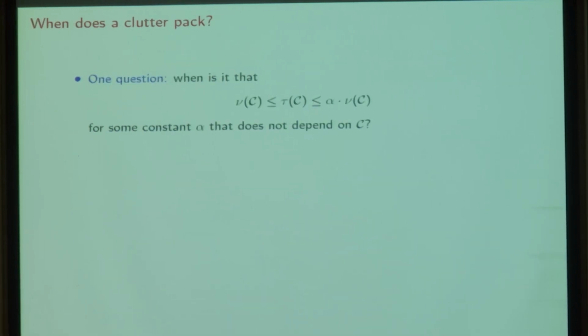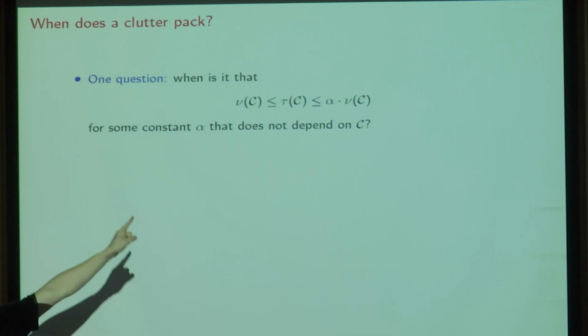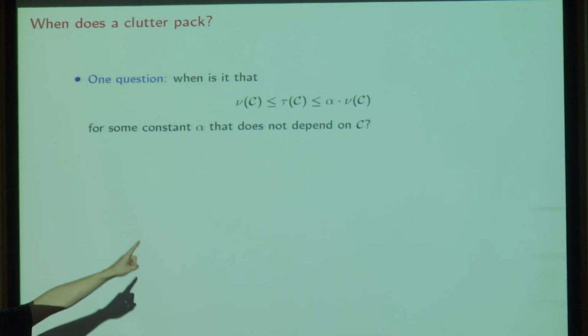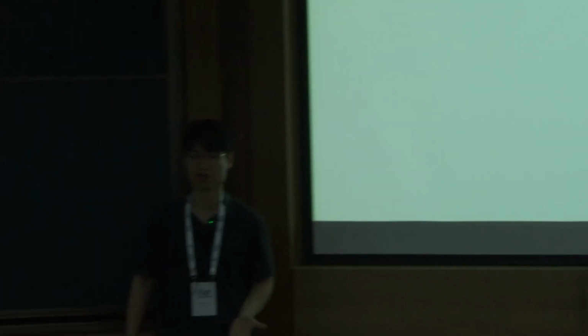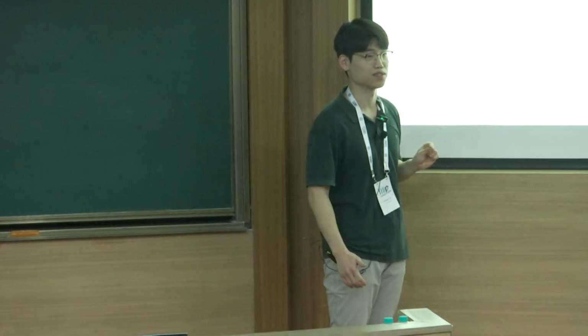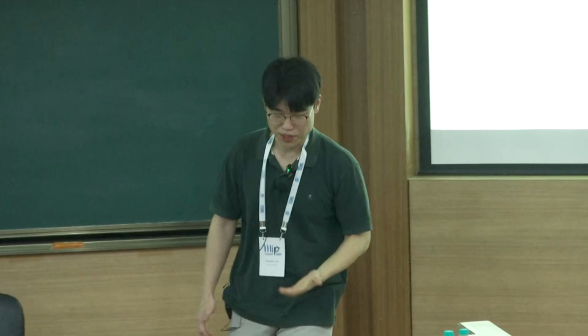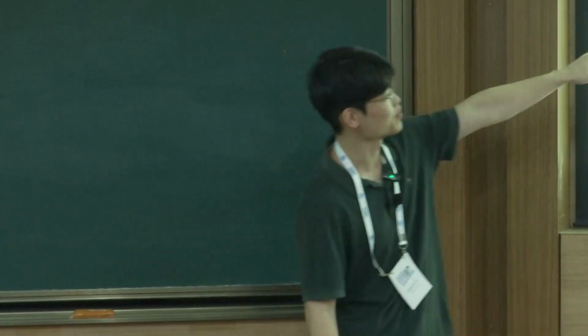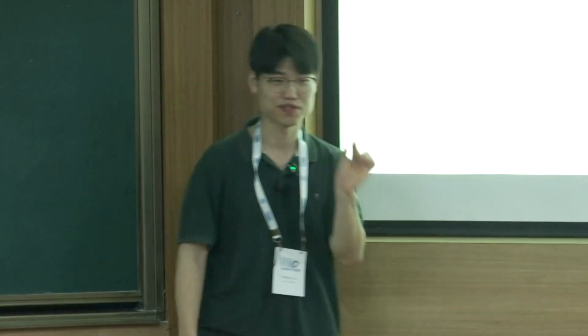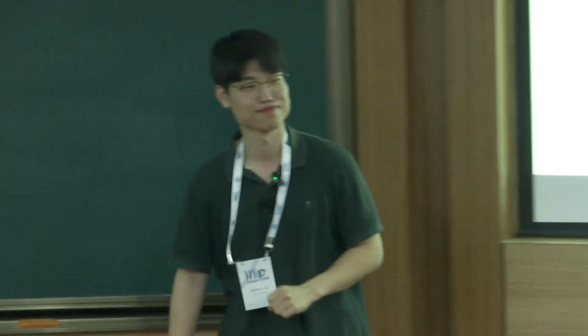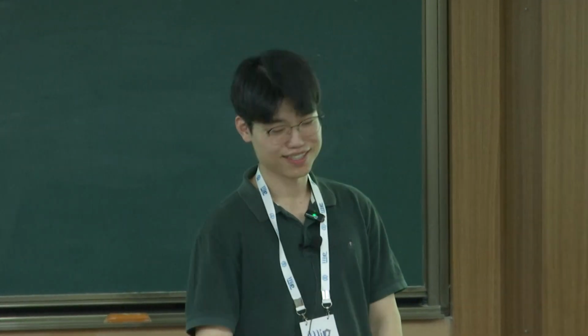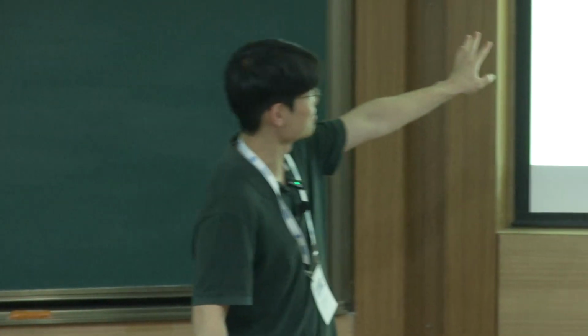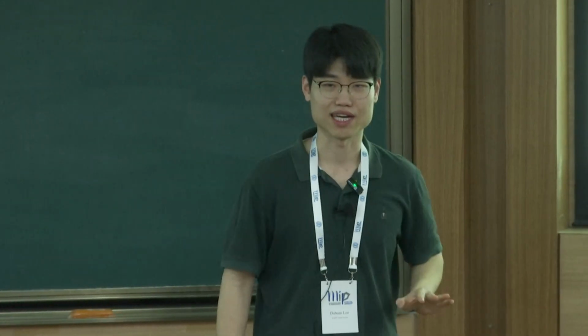One question in theoretical computer science is the following: when is it that the covering number is upper bounded by some constant multiple of the packing number? But our question for combinatorial optimization is: when is it that these two numbers are equal? I want the exact statement, not the approximate statement. We say that the clutter packs if the equality actually holds.